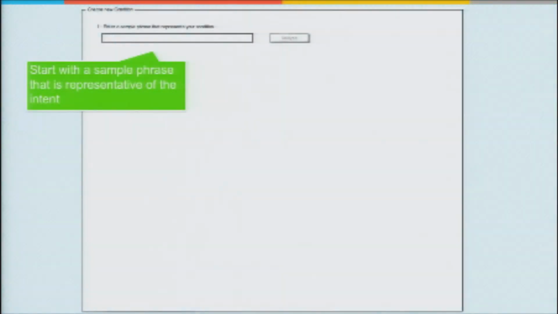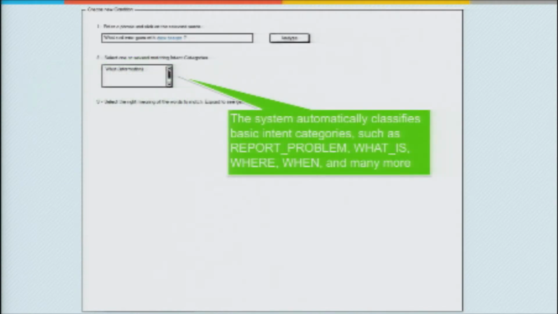So the workflow, even though there's no actual machine learning at this particular step behind it, is very similar to machine learning, where you start with a sample phrase. Again, I apologize, it's too small. "What red wine goes with duck breast" is the sample phrase up there. The system will automatically classify this according to certain generic intent categories, such as, is somebody talking about a problem that they have? Is somebody needing information of the type where, what, when, etc.? And a couple of other categories. This is a pleasantry that the system already knows about to accelerate the development.